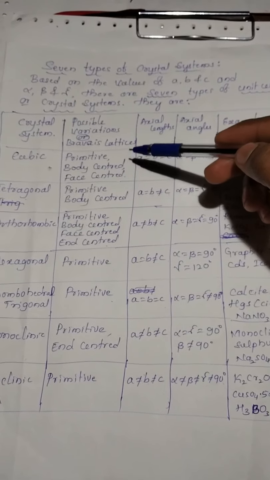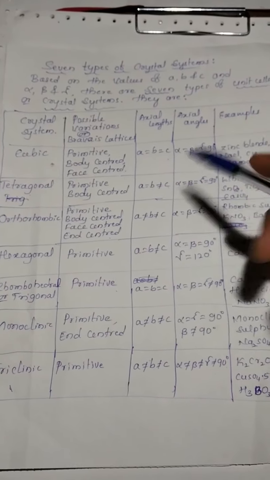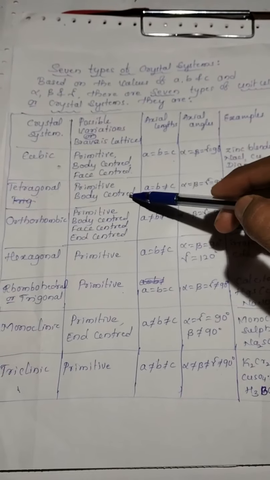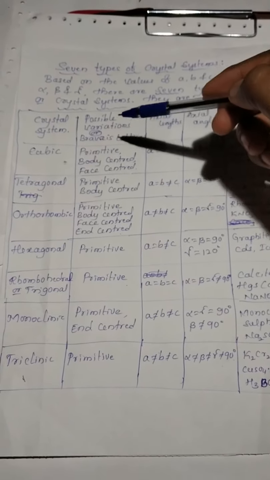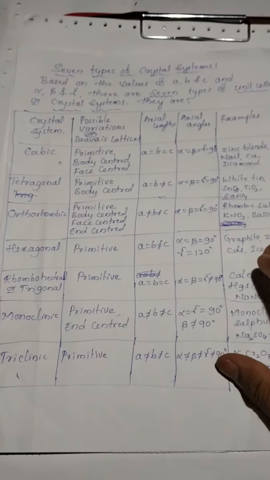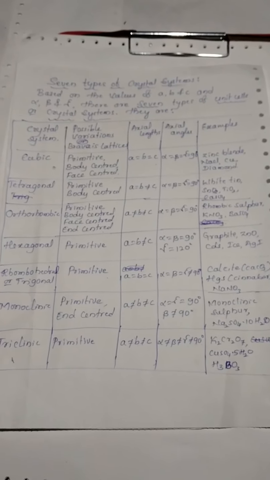Just count how many Bravais lattices are present in the 7 crystal systems. 3 plus 2 total 1, 2, 3, 4, 5, 6, 7, 8, 9, 10, 11, 12, 13, 14. 14 Bravais lattices are present. 7 crystal systems are there. 14 Bravais lattices are there.